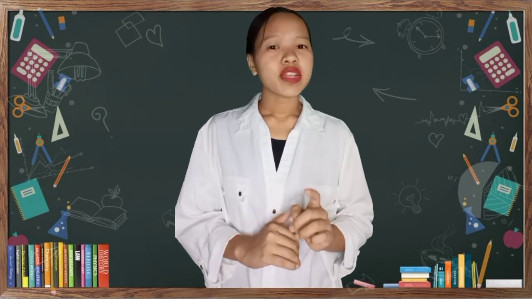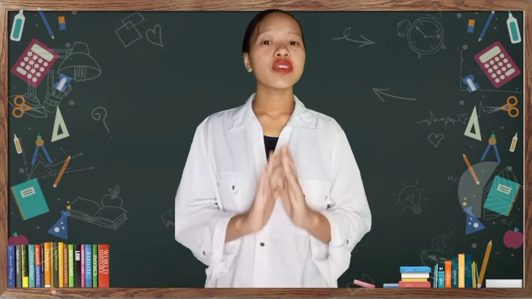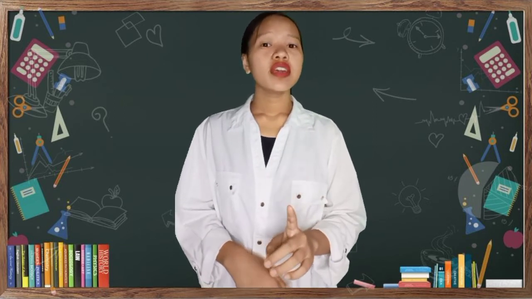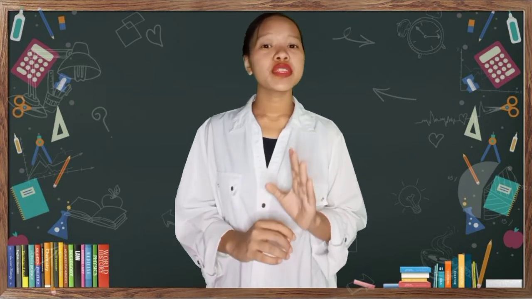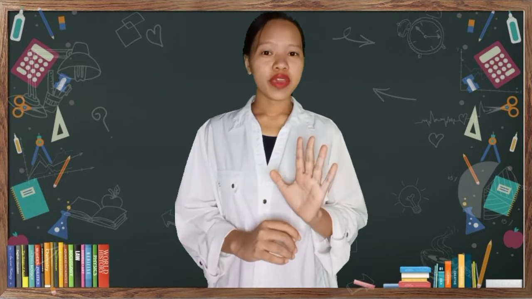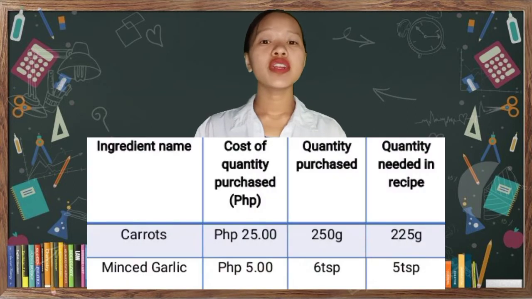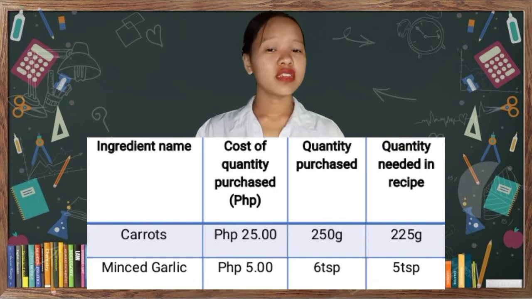Oh, by the way, the profit margin that we consider is 30%. So let us proceed to the second ingredient, which is garlic, so that everyone can fully understand step by step the process of recipe costing. Okay? So the cost of quantity purchased of garlic is 5 pesos, and the quantity purchased is 6 teaspoons. But the quantity needed in the recipe is only 5 teaspoons.